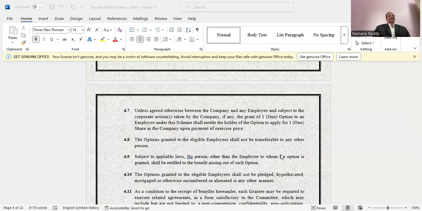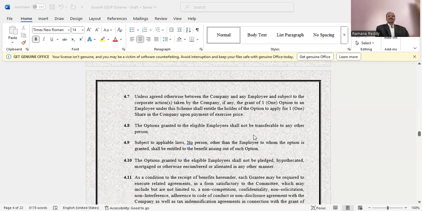So unless agreed otherwise between the company and the employee, subject to the corporate actions taken by the company, if any, the grant of one option to an employee under the scheme shall be equal to one share in the company upon payment of the exercise price. So if 1,000 options are given, it means 1,000 shares upon exercise of the options.